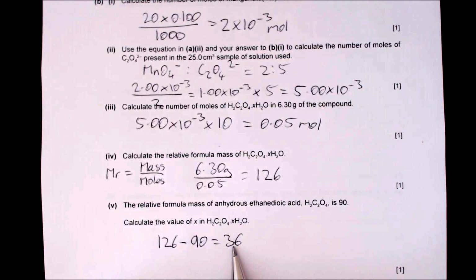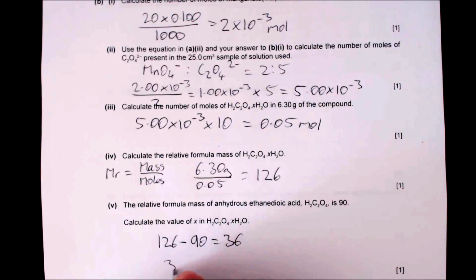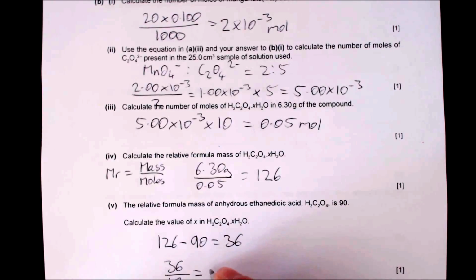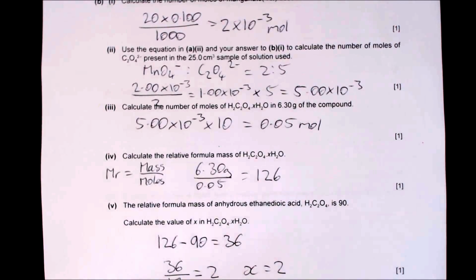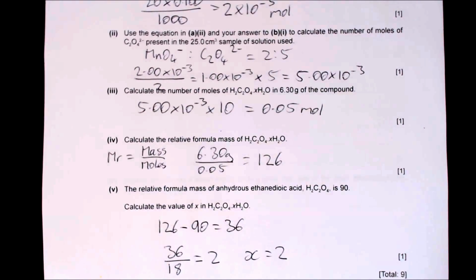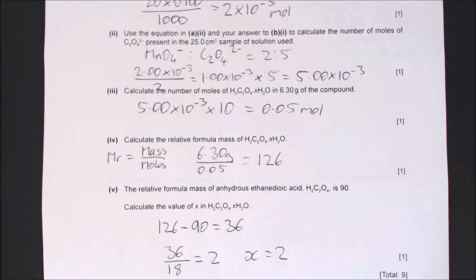And so this is the mass of water that's left behind. And so to work out how many waters we've got, we just do 36 divided by the Mr of water, which is 18, and that will give us 2, because there's 2 18s in 36. So we can say x will equal 2. And that is quite simply how you work out the .xH2O bit. So there we go, that's the end of question 2. So that was 9 marks.